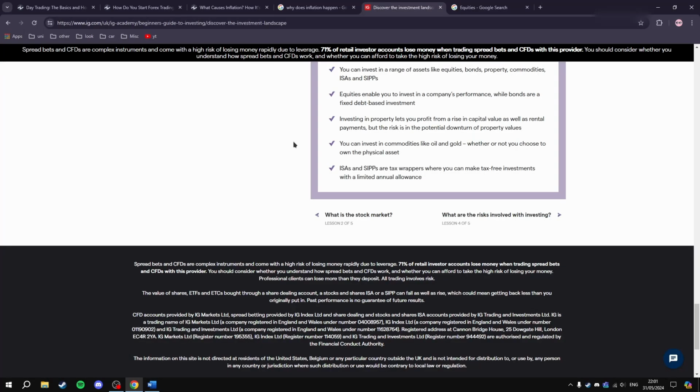Investing in property lets you profit from a rise in capital value as well as rental payments, but the risk is in the potential downturn of property values. You can invest in commodities like oil and gold whether or not you choose to own the physical assets. ISAs and SIPs are tax wrappers where you can make tax-free investments with a limited annual allowance.